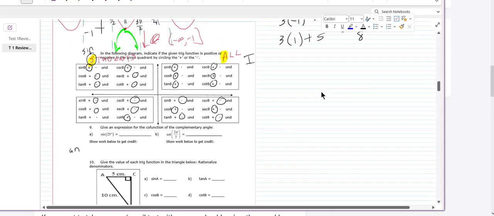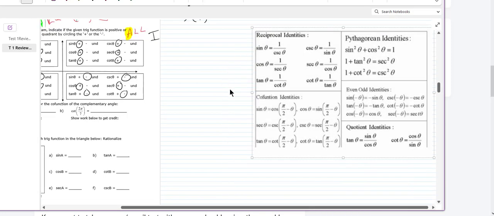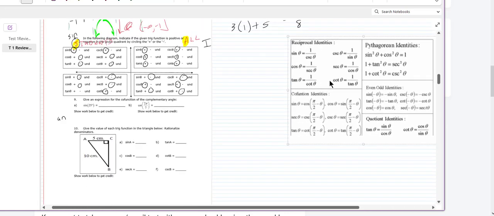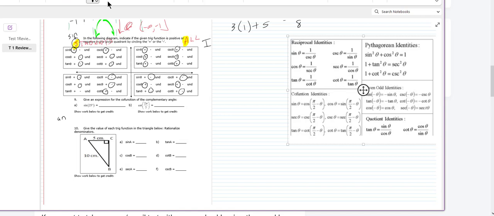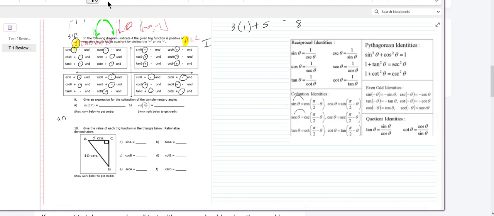But if you understand how cofunctions work, then it's a lot easier to do than just referring to the formula. So the cofunction identities go like this. The sine and cosine are cofunctions. The secant and cosecant are cofunctions. And the tangent and cotangent are cofunctions. And you always find the other one by subtracting from 90 degrees, or pi over 2.